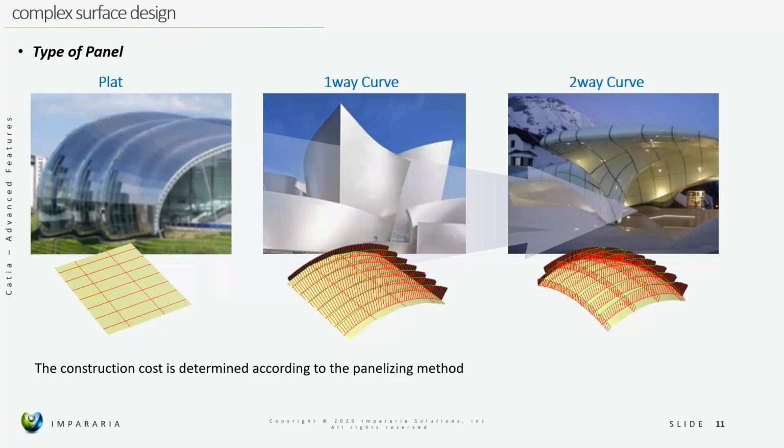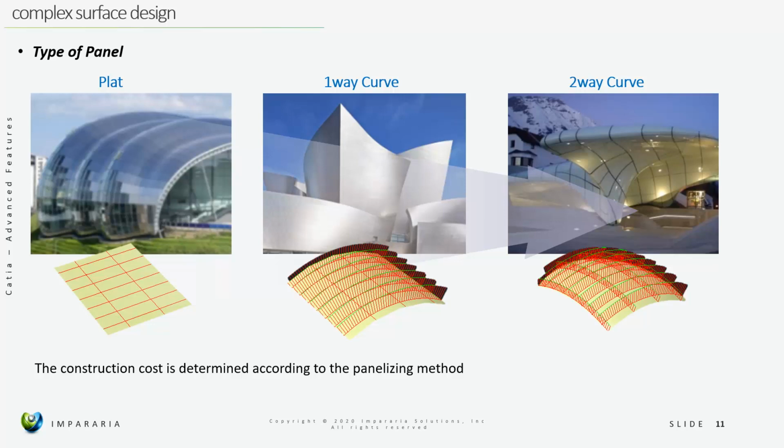So you see here, for example, I explain about the panels. The mesh is a very complex mesh, but they build it as flat, so the cost is much reduced. Or sometimes they use one-way curved panels, and sometimes they use two-way curved, which is the most expensive manufacturing method. So it depends on what kind of panelizing you will do.